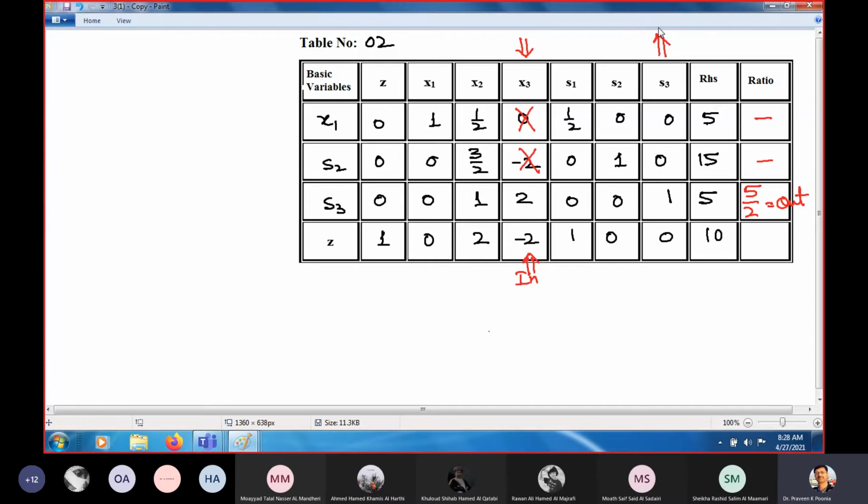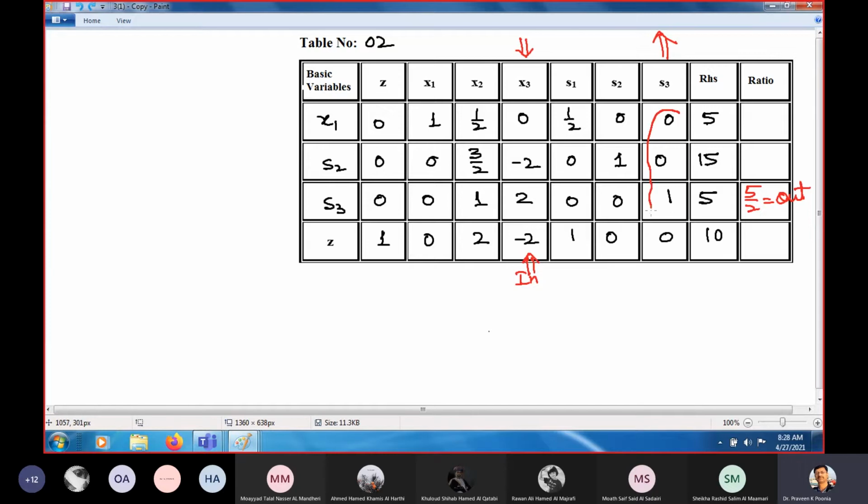In the ratio, we never take 0 and negative. We only take positive numbers. Please remember this. In the ratio, we only take positive numbers. We never take 0 and negative. Remember this. Okay, so this is the outgoing variable S3.